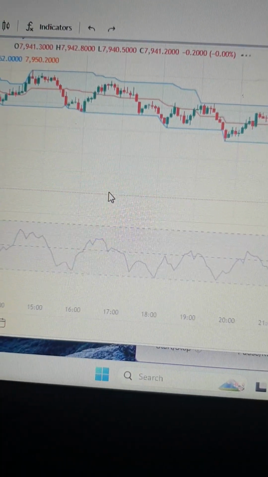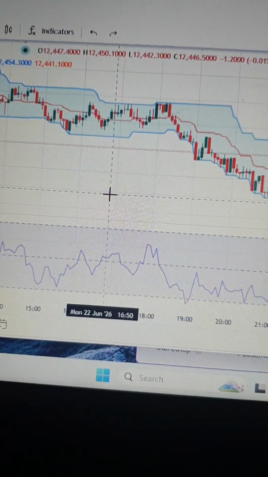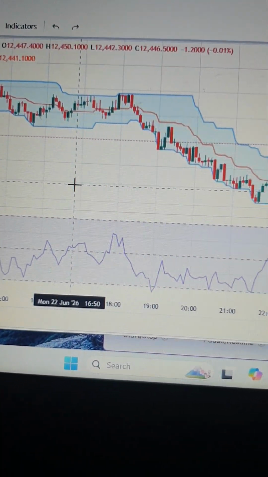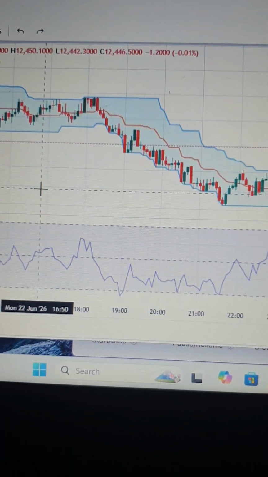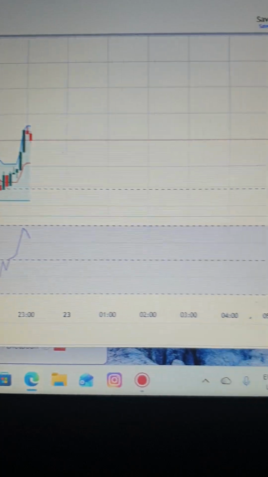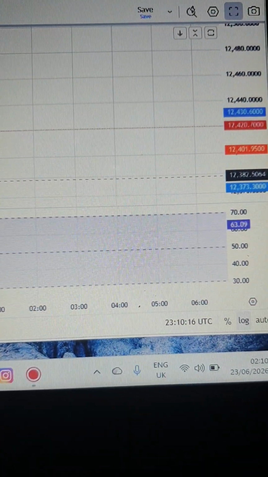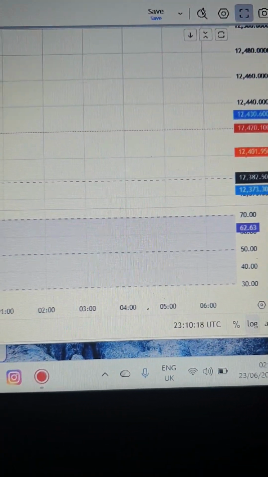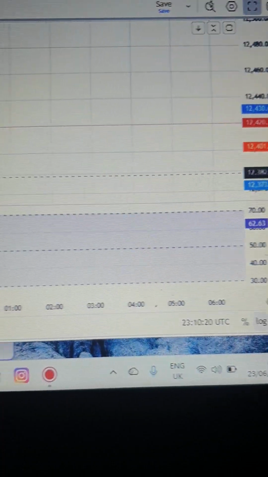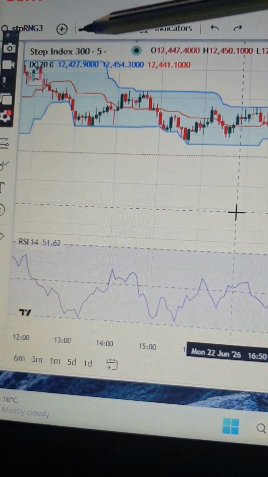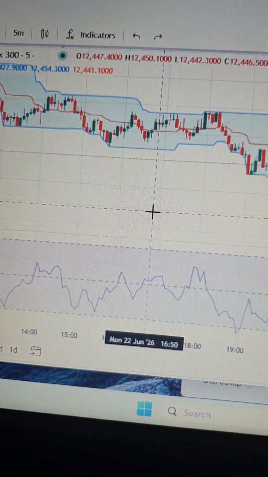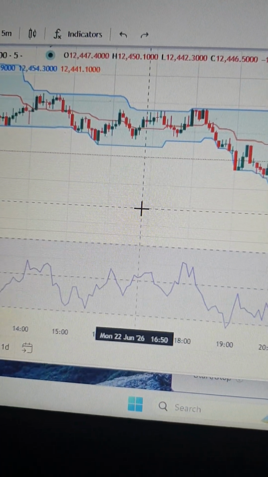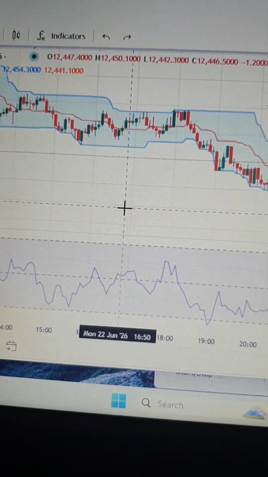We have 300 index. On 300 index, we're also going to be trading a falling market if the RSI is above 50. In our case here, our RSI is above 50. The market is 300 index, and on 300 index we trade a falling market. So you're going to be trading a lower market.